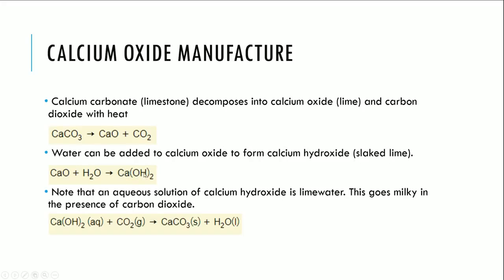Note that an aqueous solution of calcium hydroxide, we call that lime water. So calcium hydroxide itself, the solid form, is basically slaked lime. Now if you were to put that into water to produce a solution of calcium hydroxide, that is called lime water. And lime water goes milky in the presence of carbon dioxide. And take a look at this equation here. You get calcium hydroxide reacting with carbon dioxide. You produce calcium carbonate and water in the process, and the solution goes milky.